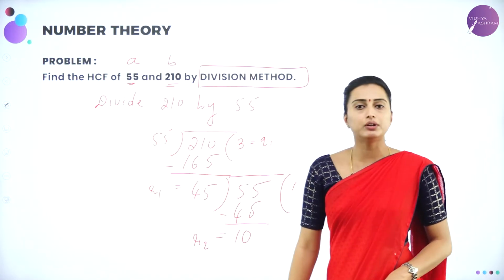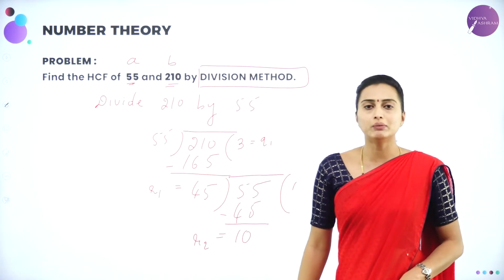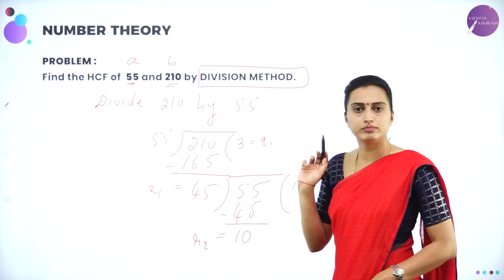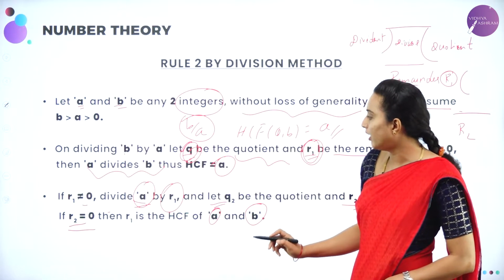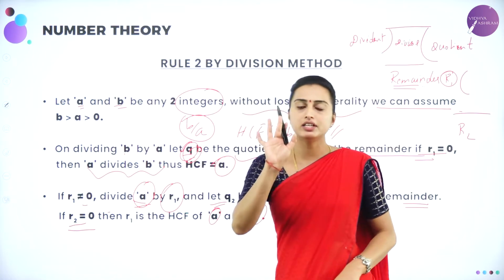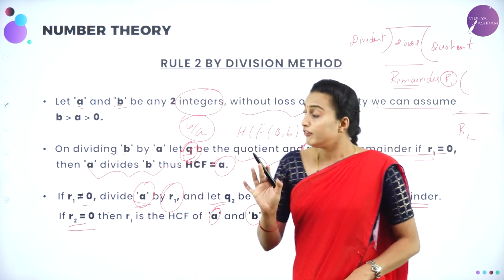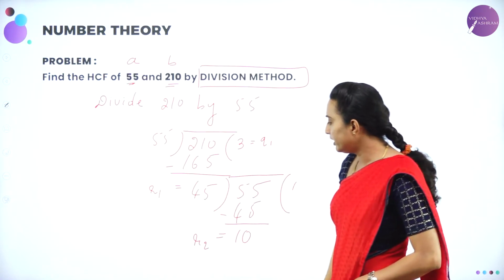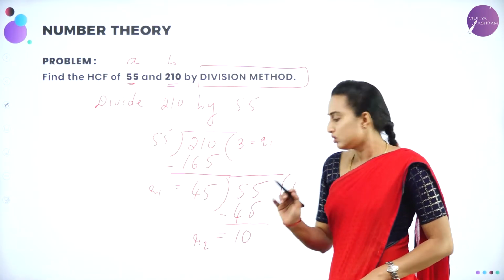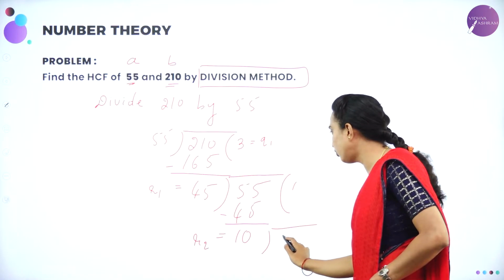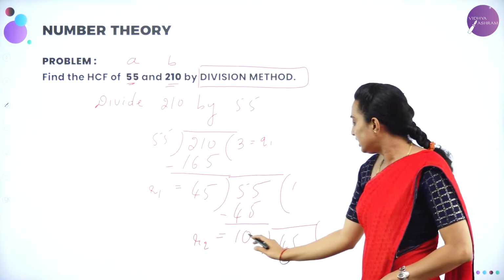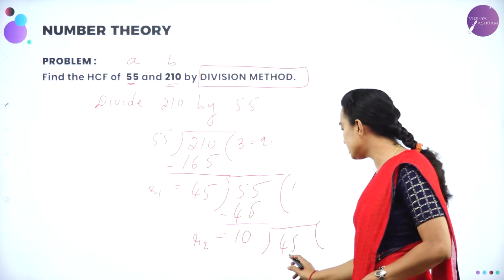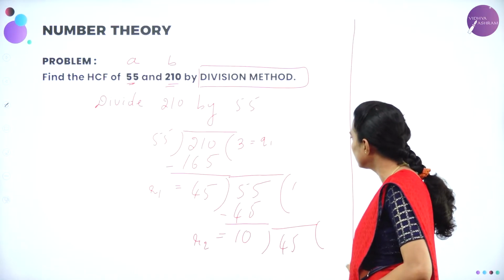Now, is R2 equal to 0? No. If R2 is not equal to 0, what do you need to do? Again, R1 will be divided by R2. That is the algorithm. If R2 equals 0, then R1 is the HCF of A and B. If R2 is not equal to 0, divide R1 by R2. So I am going to take the integer 45 and divide it by 10. 10 ones are 10, 10 threes are 30, 10 fours are 40. Correct? So let me take it here. What is that?